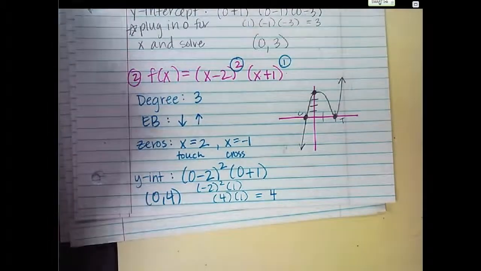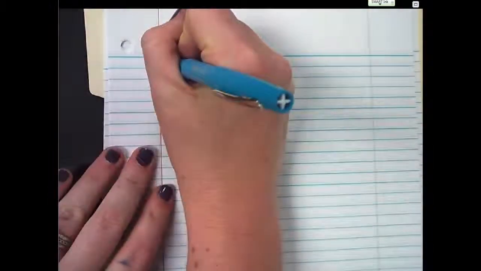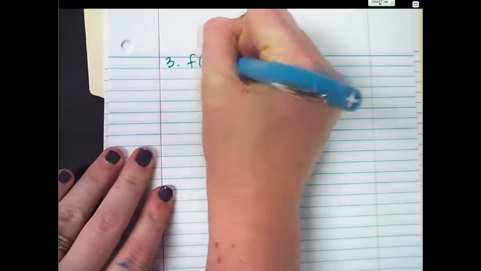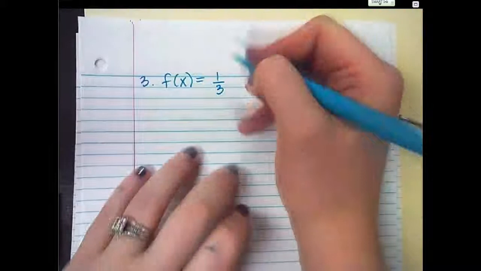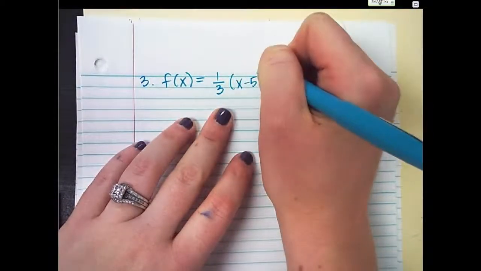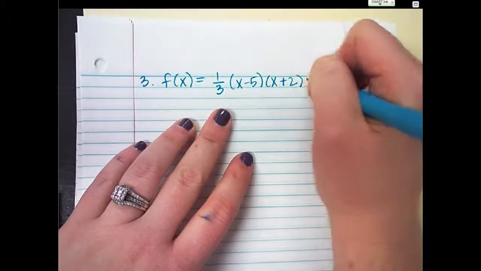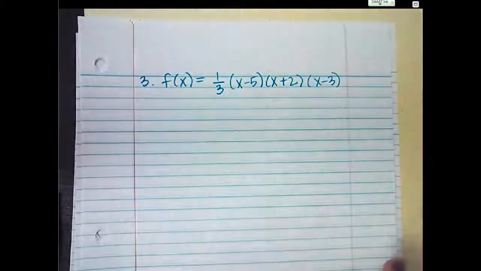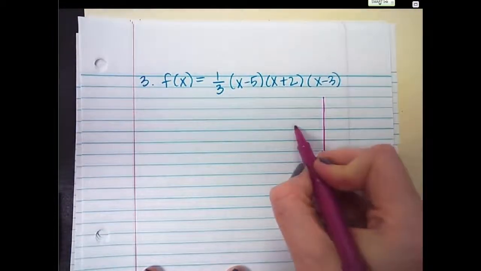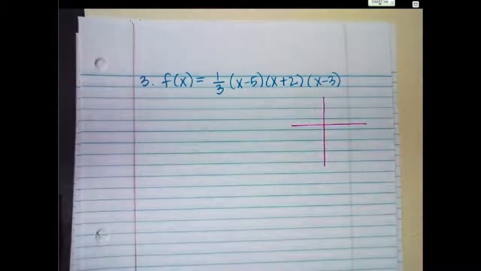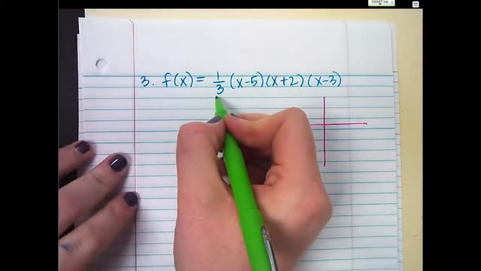All right, ready for another one? Let's have 2 more, I think. Okay, so this is going to have a different coefficient in front of it. We haven't had one with a coefficient in front except 1. So I have 1/3 times x minus 5, times x plus 2, times x minus 3. It only affects one thing. I promise.